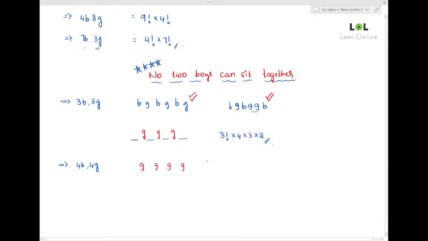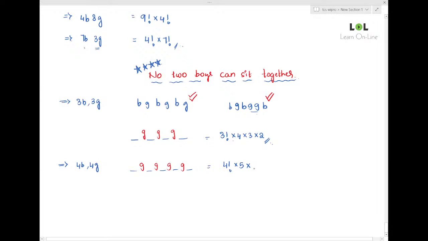4 girls. Okay, what is happening? We can arrange 4 girls in 4 factorial ways. Now, boys, between the girls, create places. How many places can be created? 5 places. When the first boy comes inside, what happens? He'll be having 5 chairs. He can sit in 5 ways.